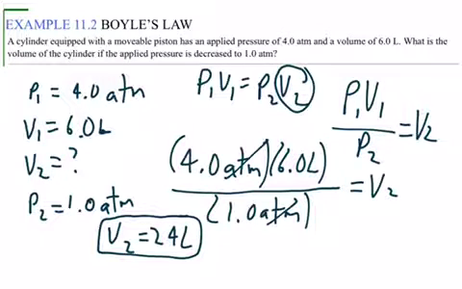I rounded that to 2 significant digits. Now notice, if the pressure goes down, the volume should go up. And if you look at the math, this confirms it. The pressure went from 4 atm to 1 atm, while the volume increased from 6 liters to 24 liters. So the math confirms the theory.